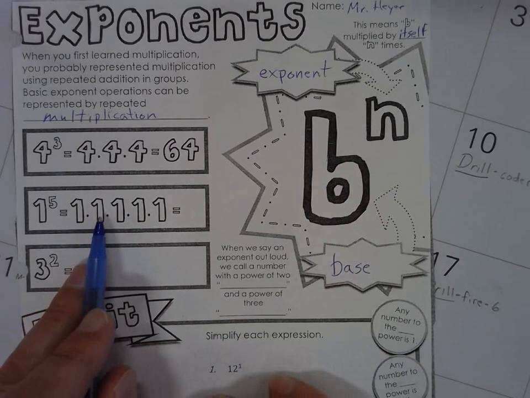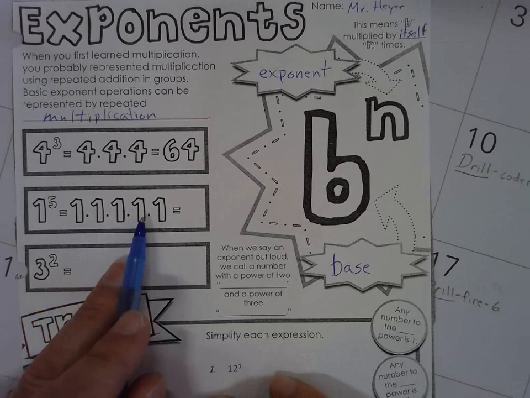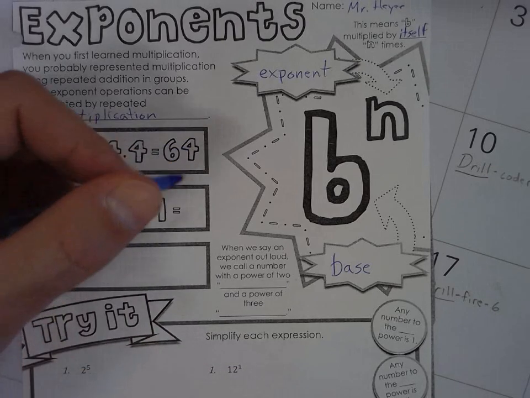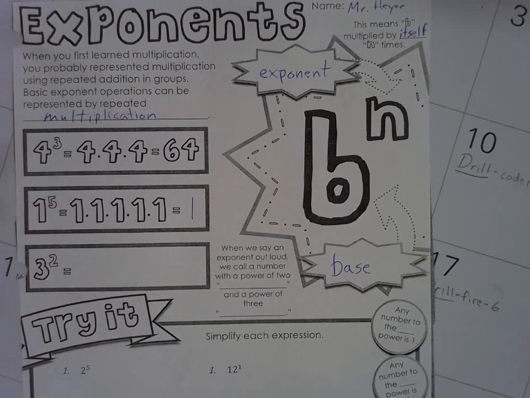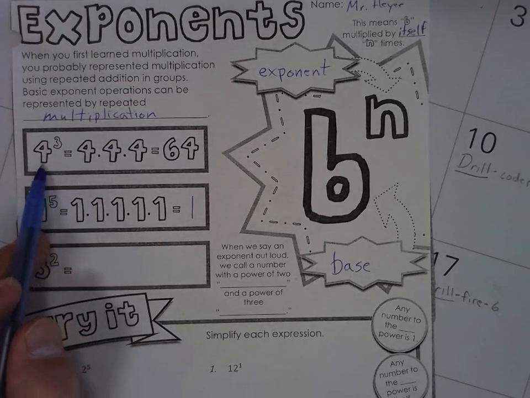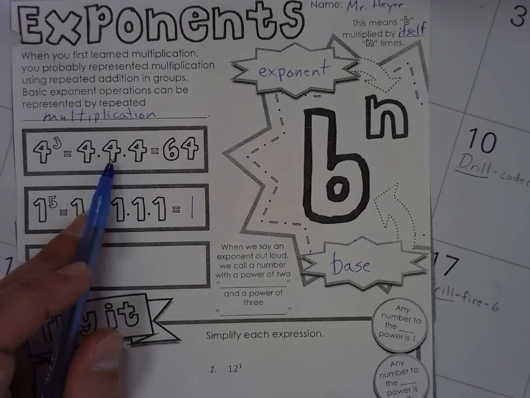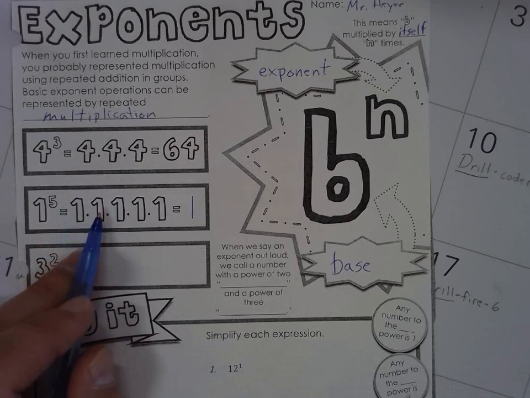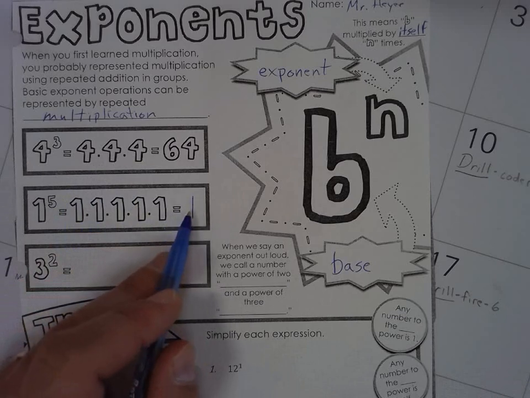So 1 times 1 is 1, 1 times 1 is 1, 1 times 1 is 1, 1 times 1 is 1. So for 1 to the 5th power, you're going to get 1, just the number 1. It's different than the one up here because 4 times 4 you get 16, and then you take 16 times 4. But since 1 times 1 is 1, you're basically multiplying 1 times 1 through the whole thing, and you're going to end up with 1.